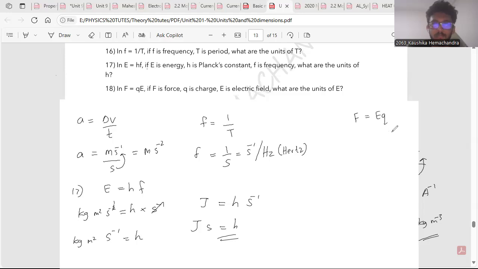F is equal to EQ or QE, right? F is a force. They're asking E is electric field and Q is charge. What are the units of E? F is kg m s minus 2 equals E times Q. Q is in coulombs. So you get kg m s minus 2 per coulomb. Or if you take SI units, it's newtons equals E into coulomb. So newtons per coulomb is E.